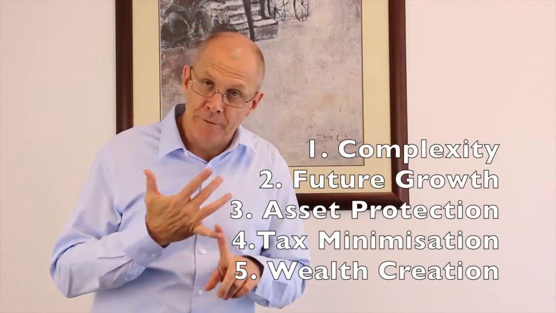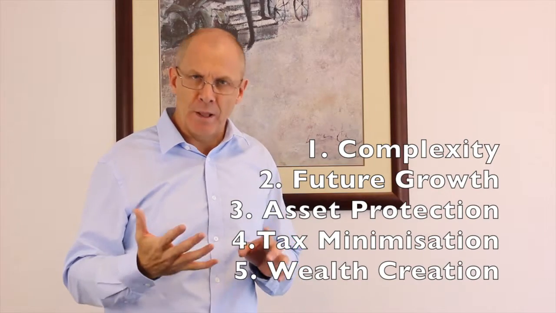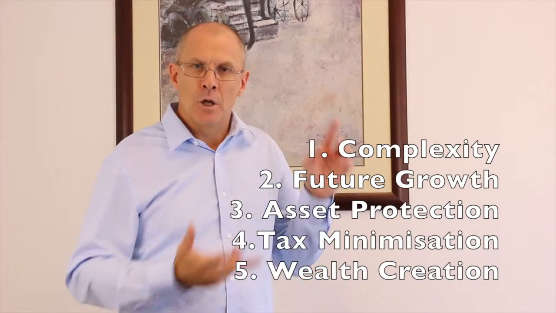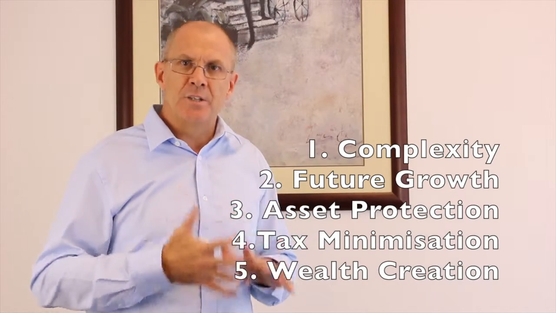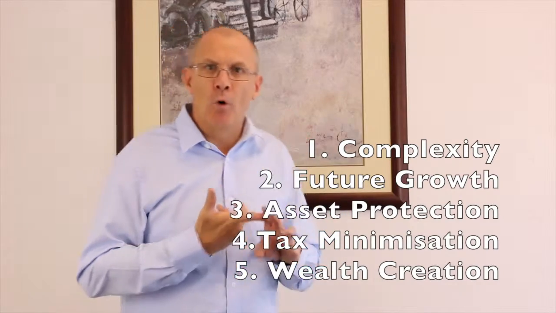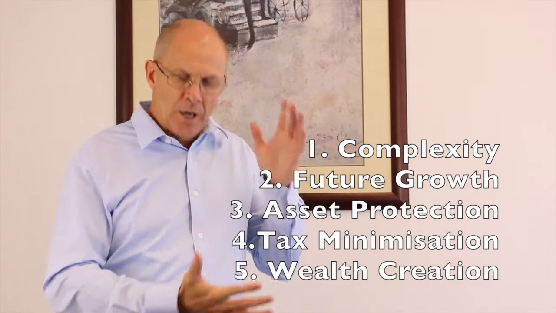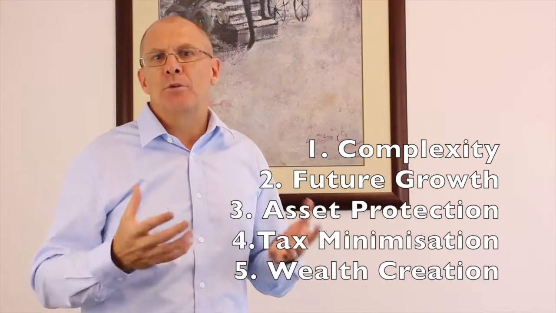I think there are five key things that, when I sit down and talk to a client about structuring the business, I'm looking at. Firstly, complexity. You don't want too complex a structure for the client to run their business. Two, you want to allow for some future growth within the business. Three, you're definitely looking at asset protection. You're trying to protect the client's assets from creditors and litigation. Fourth, of course, we're all looking for some tax minimization. We all want to pay less tax. And five, something that I'm passionate about, ultimately the end goal: being able to create wealth.